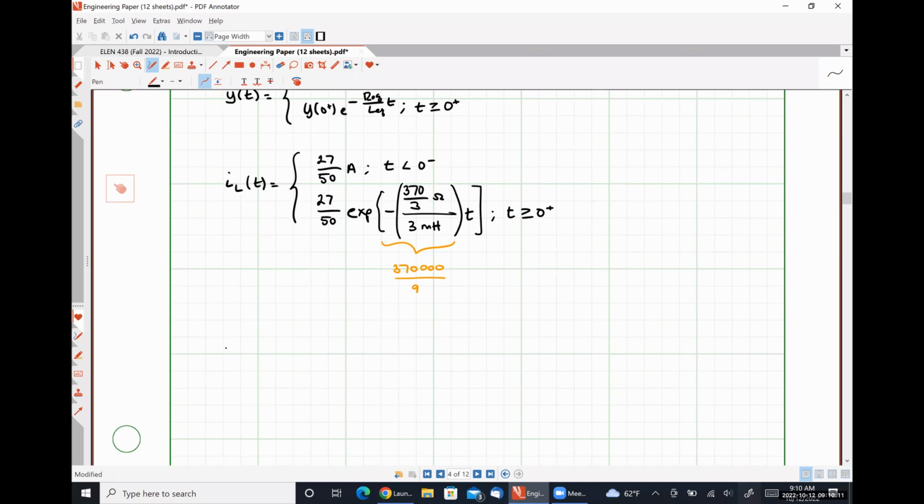So for our resistor voltage, VR of t, we would have 18 volts for t less than 0 minus, and then 18 e to the negative 370,000 over 9 t volts for t greater than or equal to 0 plus. And we could have gotten this result by just plugging things directly into our generic equation, or literally multiplying our inductor current by that equivalent resistance, and we would get the exact same result.